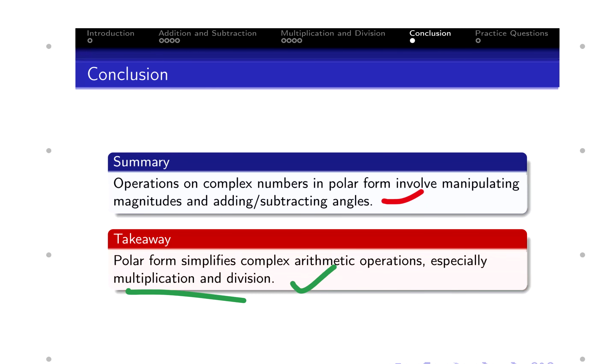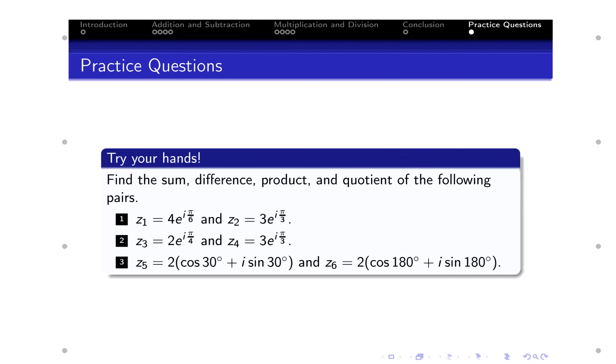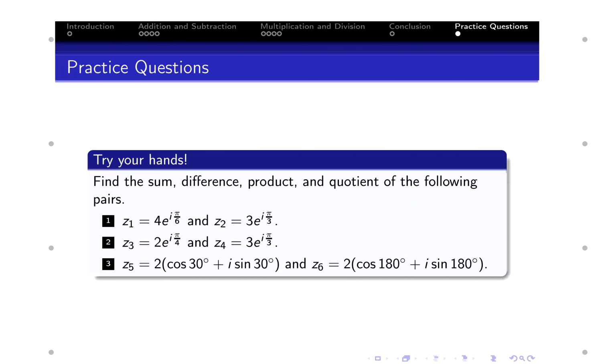So for your practice, you can check this out. Try your hands. Find the sum, difference, product, and quotient of the following pairs. So that's addition, subtraction, multiplication, and division, right? Of the following pairs. Z1, 4e^(iπ/6), and Z2, 3e^(iπ/3). Z3, 2e^(iπ/4), and Z4, 3e^(iπ/3). And Z5, 2 cos 30 degrees plus i sin 30 degrees, and Z6, 2 cos 180 degrees plus i sin 180 degrees. And that's how it's been here.